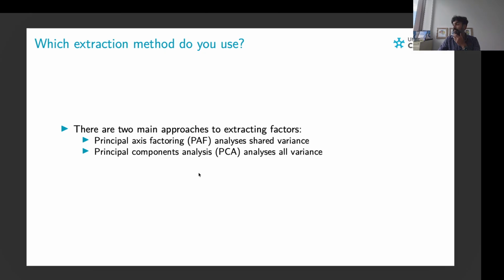which extraction method do you use after we come back from this short break.